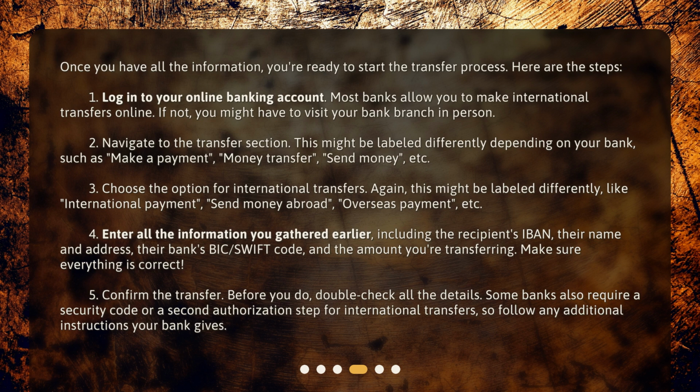3. Choose the option for international transfers. Again, this might be labeled differently, like international payment, send money abroad, overseas payment, etc. 4. Enter all the information you gathered earlier, including the recipient's IBAN, their name and address, their bank's BIC SWIFT code, and the amount you're transferring. Make sure everything is correct. 5. Confirm the transfer. Before you do, double-check all the details. Some banks also require a security code or a second authorization step for international transfers, so follow any additional instructions your bank gives.